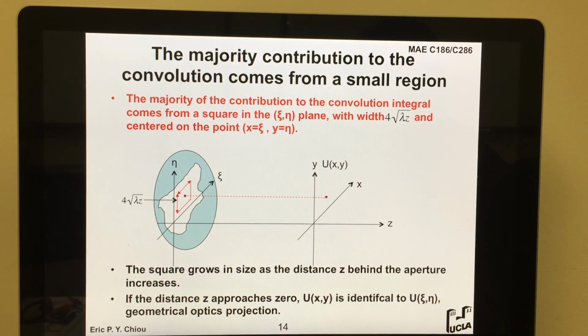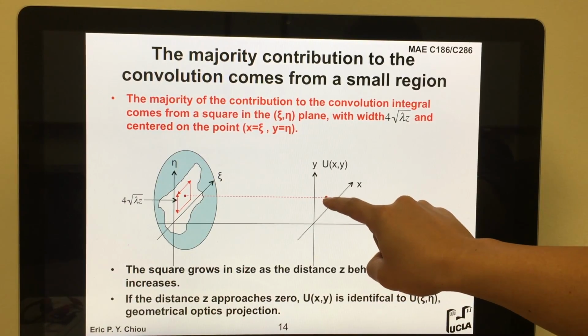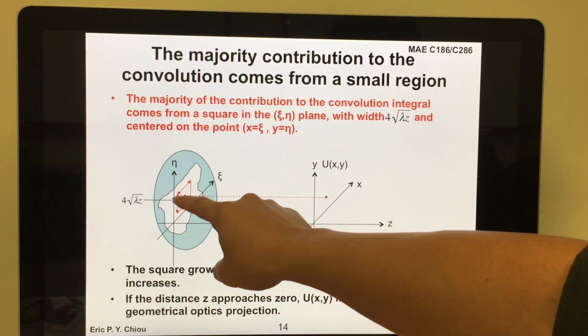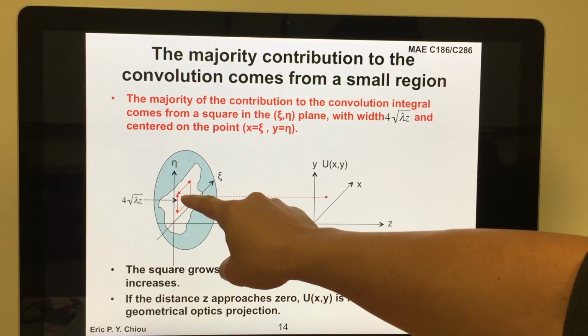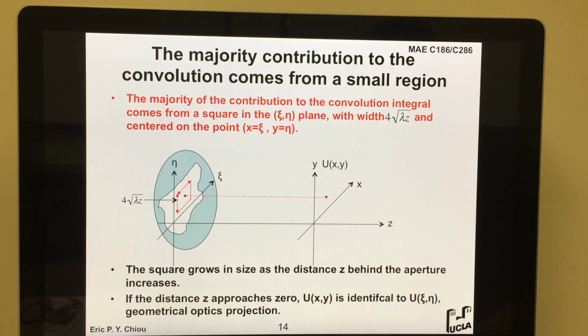To an extreme, if z is shrunk to nearly 0, you are approaching the geometrical optics limit, where the light intensity at this point is only contributed by the light point at the same corresponding location. So it's a one-to-one mapping situation.